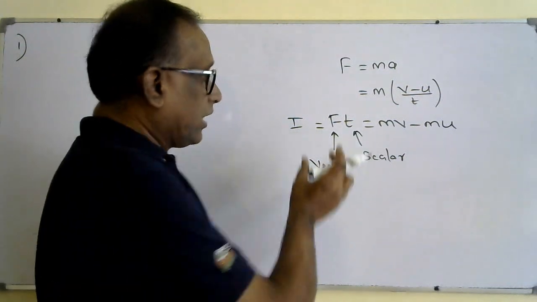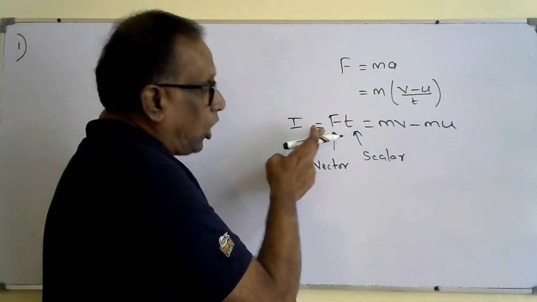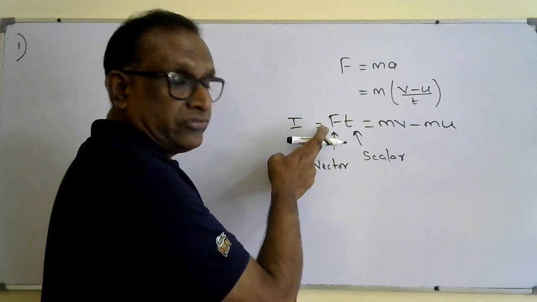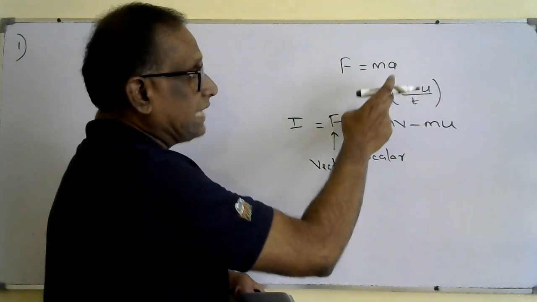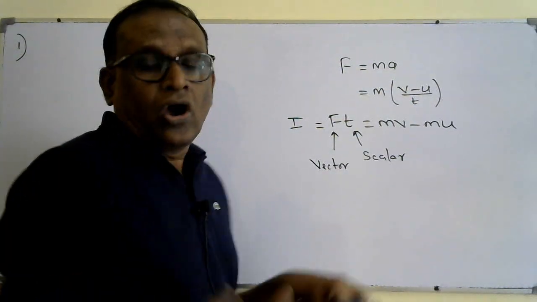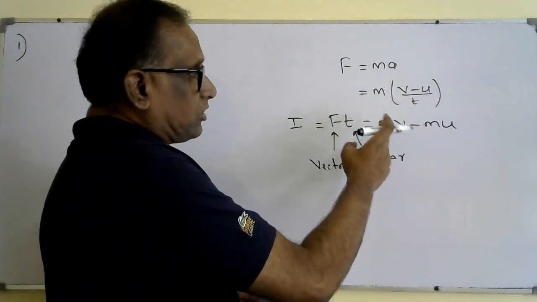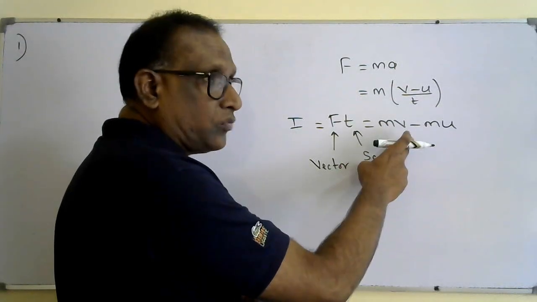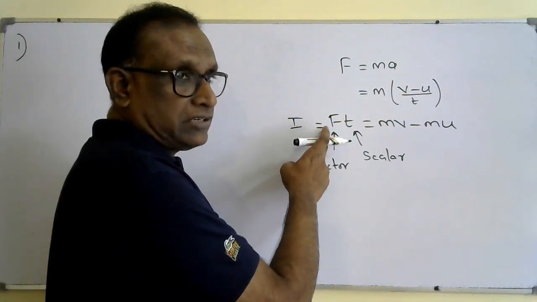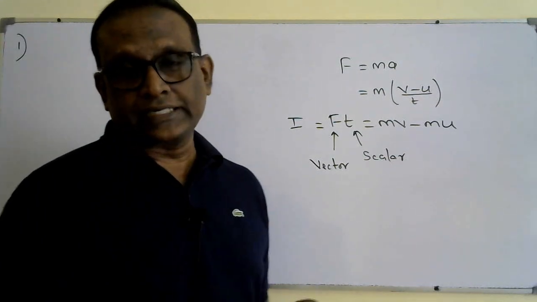The direction of this vector will always be along the direction of the resultant force that changed the momentum. Or I can simply say the direction of the change in momentum is always along the direction of the resultant force that changed the momentum.